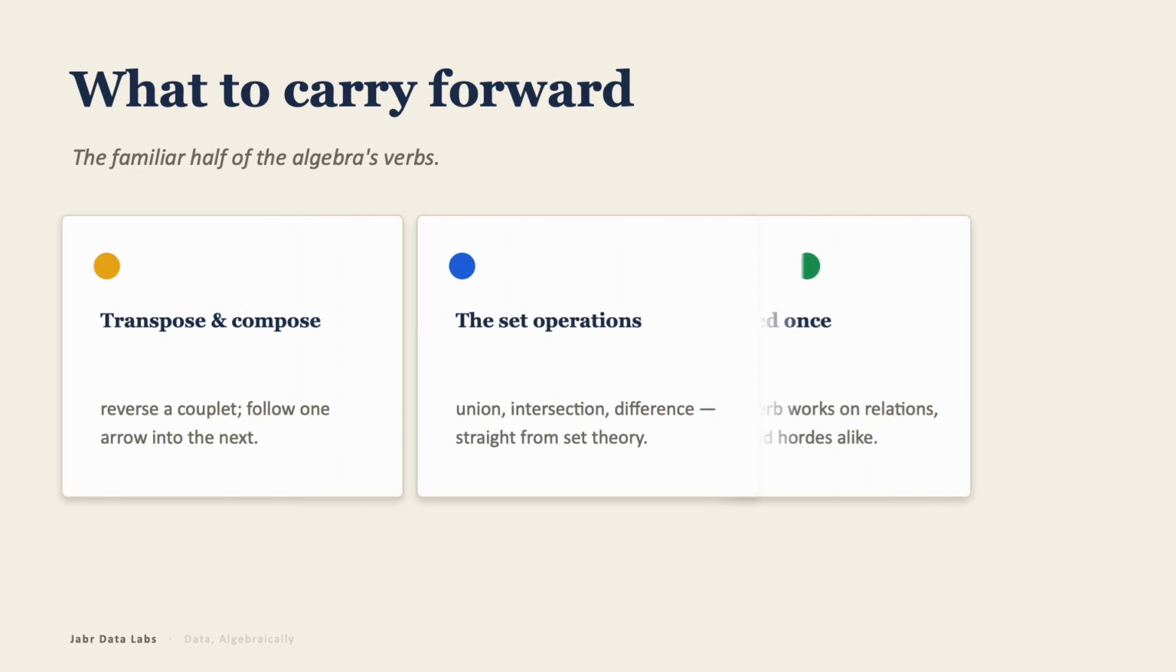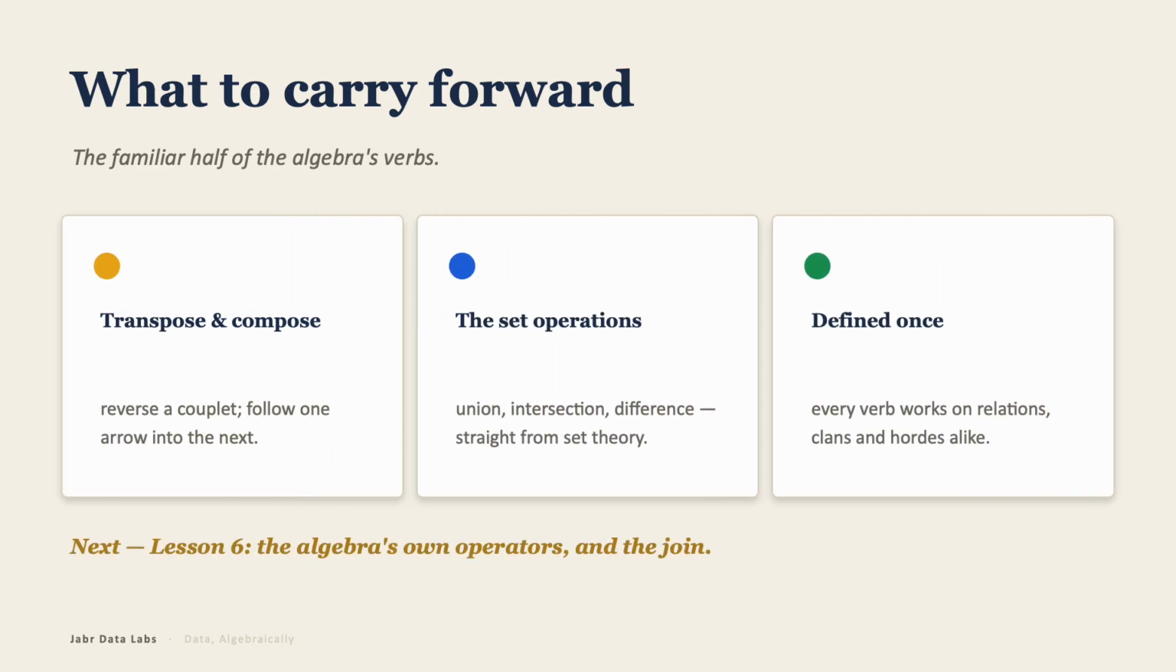So to summarize, transpose reverses a couplet, and composition follows one arrow into the next, which is graph traversal in disguise. The set operations, union, intersection, and difference, come straight from set theory and need no relearning. And every one of these verbs is defined a single time and works, unchanged, at every level of the tower. That's the familiar half of the algebra's vocabulary. In the next lesson, we meet the operators the algebra adds of its own, the ones that give you selection and at last the join.